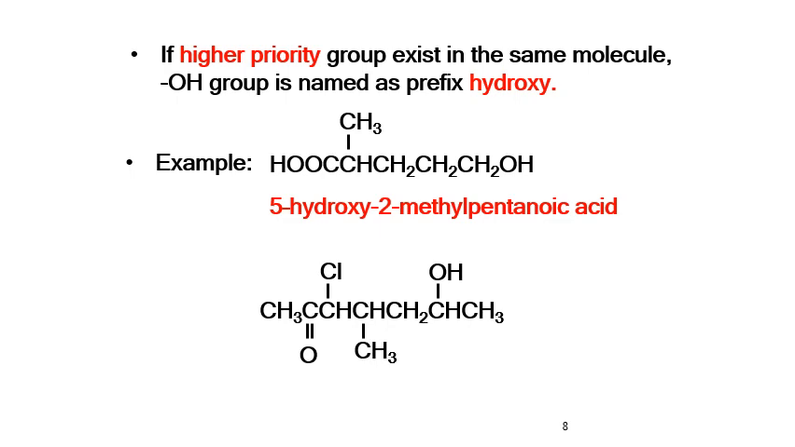Next example, containing four functional groups: carbonyl, halogen, which is chloro, alkyl, which is methyl, and hydroxy. Priority is given to the carbonyl, which acts as the parent name. So the name of the compound is 3-chloro-6-hydroxy-4-methylheptanal.